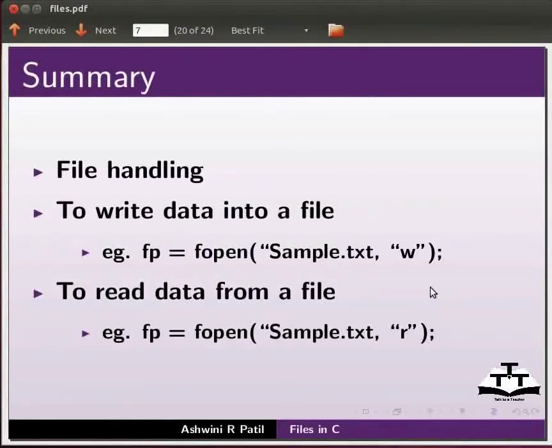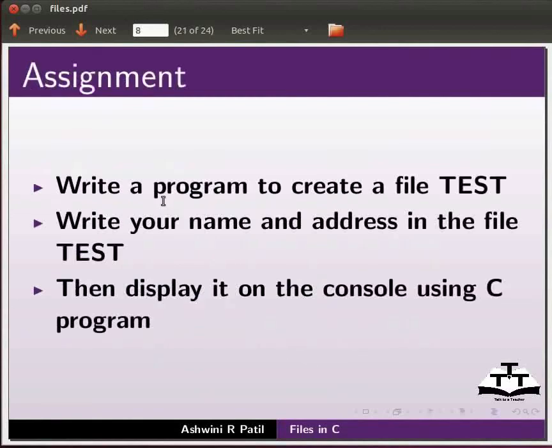Let us summarize. In this tutorial we learned file handling. To write data into a file, example: fp = fopen("sample.txt", "w"). To read data from a file, example: fp = fopen("sample.txt", "r"). As an assignment, write a program to create a file test. Write your name and address in the file test, then display it on the console using a C program.